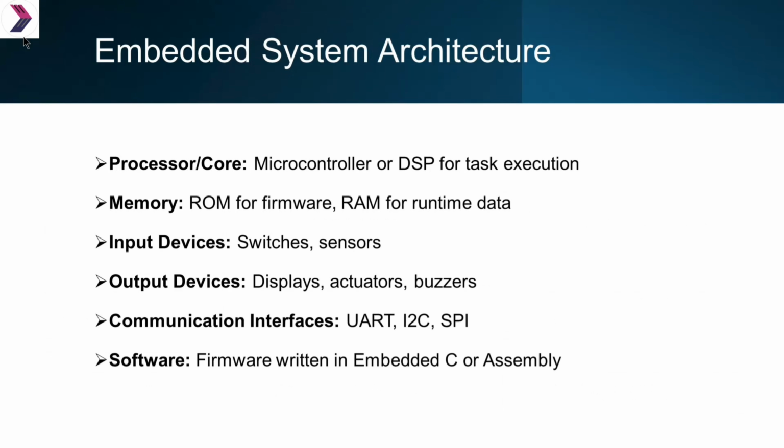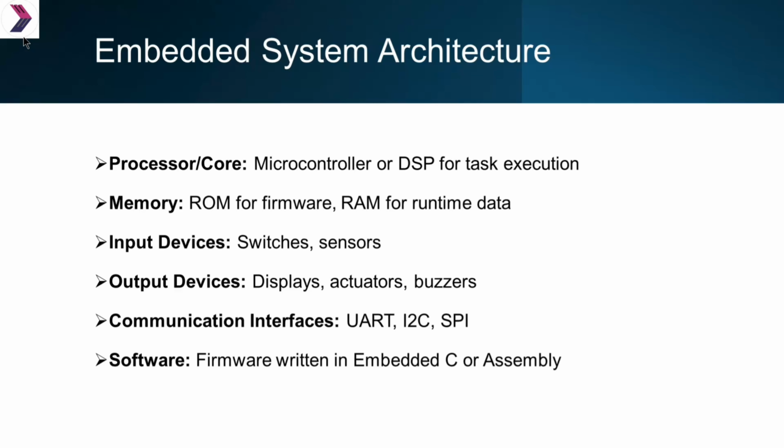Next, move to the embedded system architecture. The first part of the architecture is processor or core, microcontroller or DSP for task execution, which is CPU. Then next is memory unit. In memory unit, ROM for firmware and RAM for runtime data. ROM means read-only memory, in which the data is stored permanently like our firmware or software, and RAM is random access memory, which is used for processing.